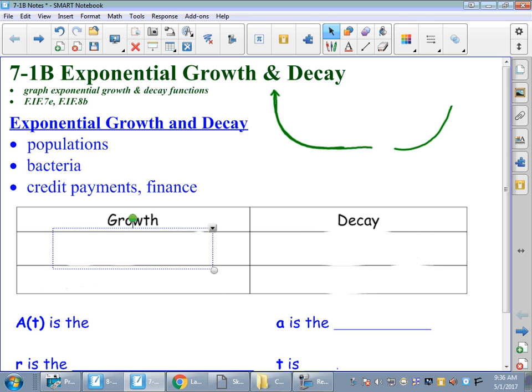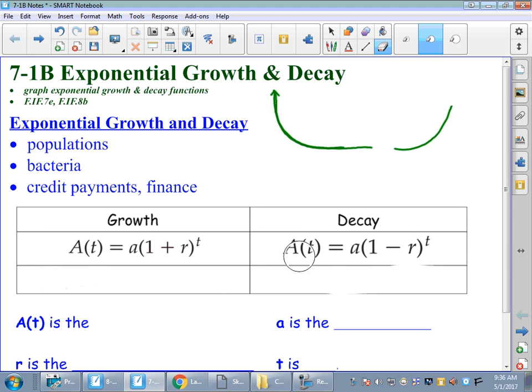So the growth formula is A of t, or the new amount, is equal to little a, which is the original amount, times the quantity 1 plus r to the t. And the decay formula is very similar. The new amount is found by taking the original amount, little a, and multiplying it by 1 minus r to the t power. So very similar, one adds and one subtracts.